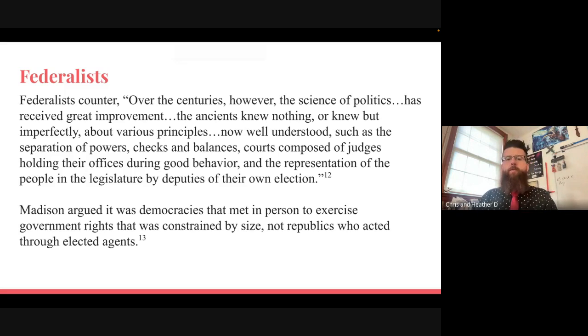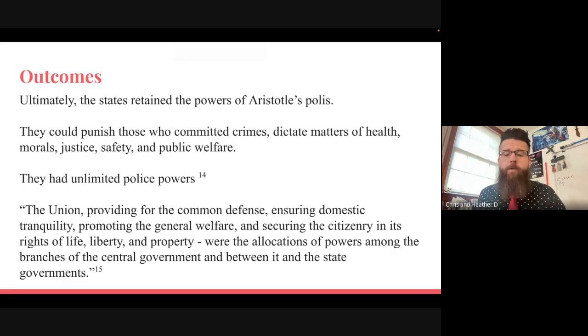Madison argued it was democracies that met in person. And by meeting in person, all right, they needed to be constrained by that size. But we're not a true democracy, all right? Republics acted through elected agents and therefore could grow larger, according at least to Madison, in these Federalists.